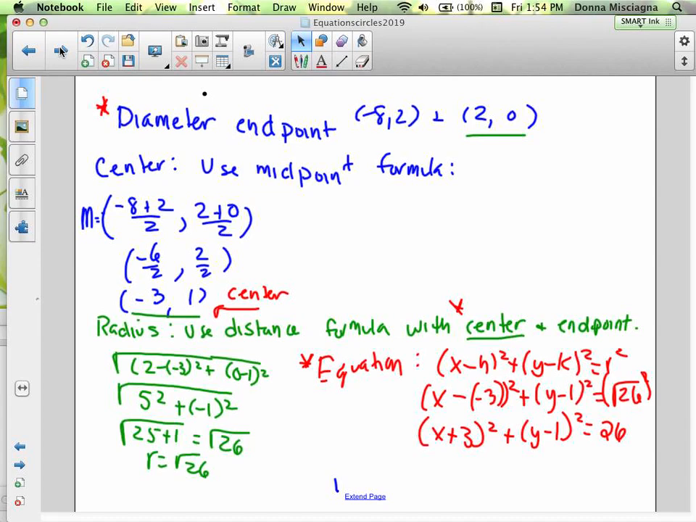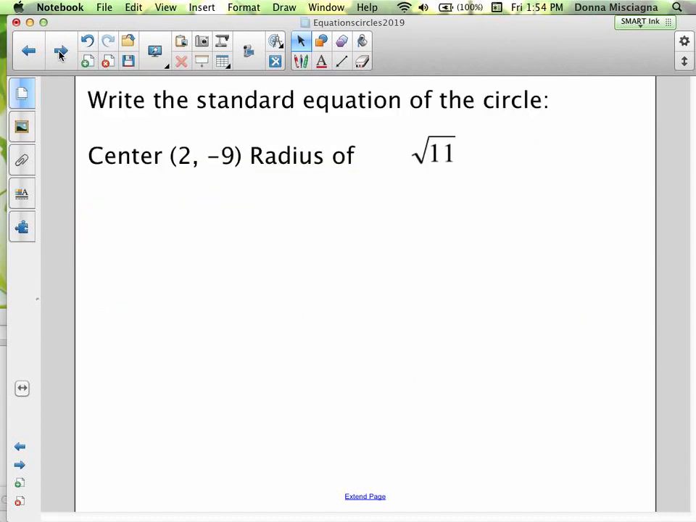Everybody good on this one? There aren't too many before our whiteboard practice. I know there's a couple more, but not too many more. So this one's in your notes. We're just going to write the equation of the circle. Easy cheesy, lemon squeezy.